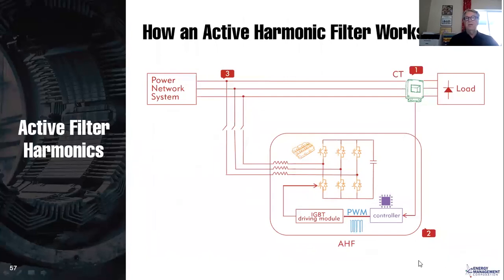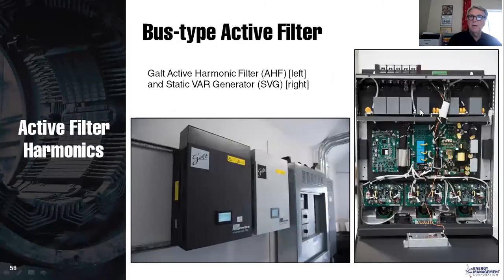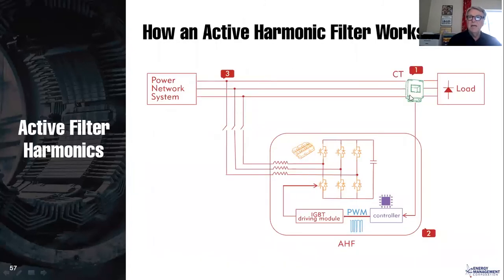So how do they hook into the system? Well, first of all, you have to measure the current. So I'm sorry, you have to have a CT, and that CT mostly is down here measuring whatever load you're trying to correct. It could also be up here. This would be a load side CT, or we could use a line side CT. And then you have your active harmonic filter.